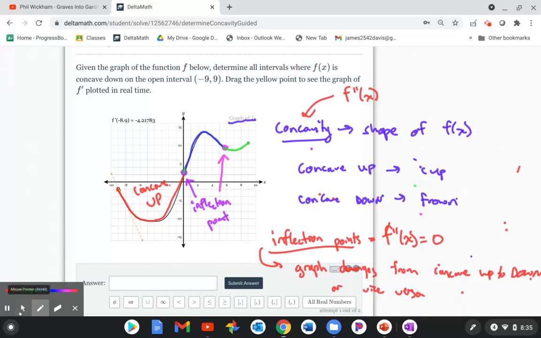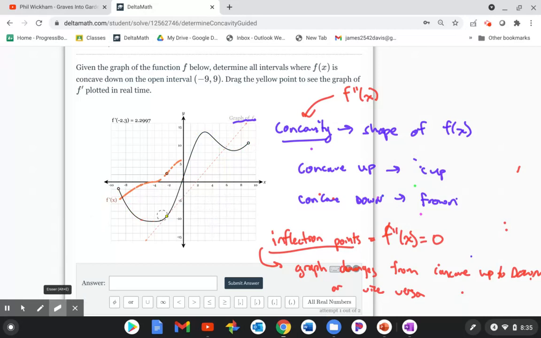Now this other tool that it gives us, what you do is you click on this yellow and you just sort of grab it. Maybe a little hard to see with all this other junk I got going on here. Let me go ahead and erase that so you can see it.